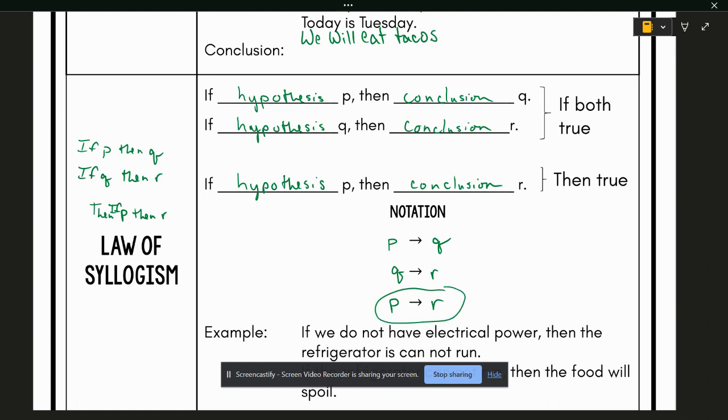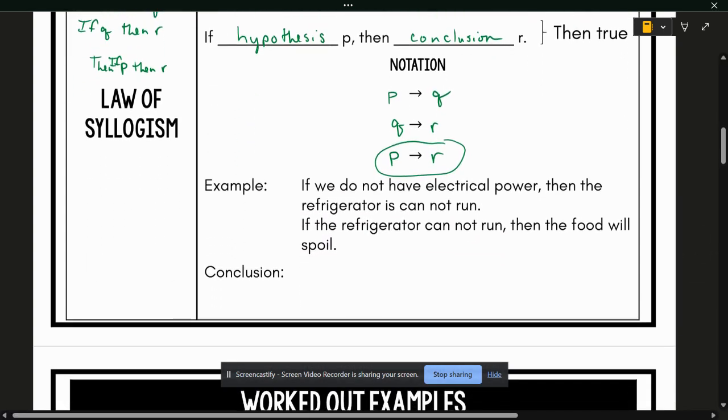And everything is an if-then statement. Law of detachment, only one sentence is an if-then statement. Law of syllogism, every statement going through is going to be an if-then statement. That's a big way to see the difference between the two whenever you're asked which it is, detachment or syllogism.